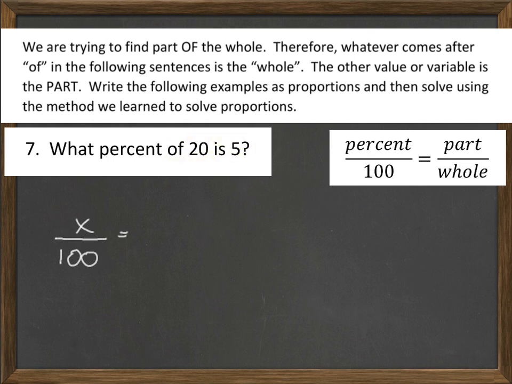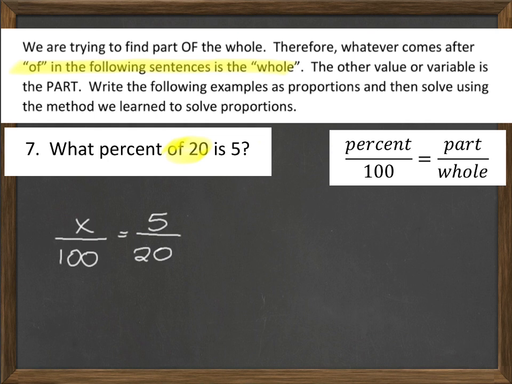Now you might think to yourself, well, this is going to be 20 over 5. You might think that, and I understand why you would think that. However, you cannot rely necessarily on the order that the information is given to you. What you can rely on is that what comes after of is the whole. So we have of 20. That means that 20 is the whole, it's the denominator. So 20 goes into the denominator, and by default, 5 must go into the numerator.